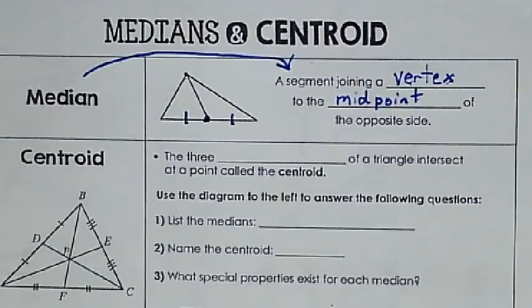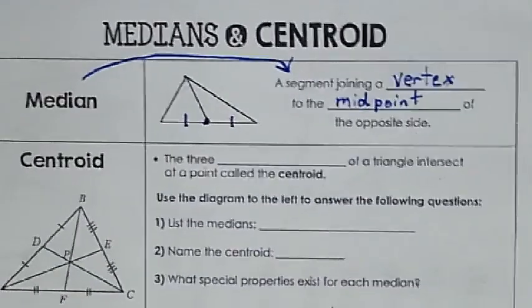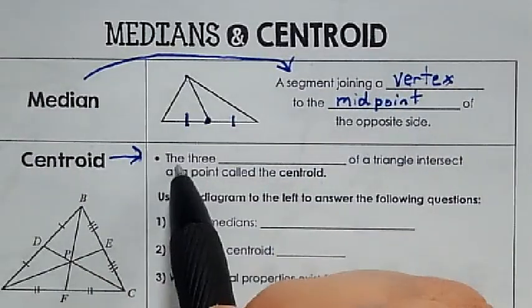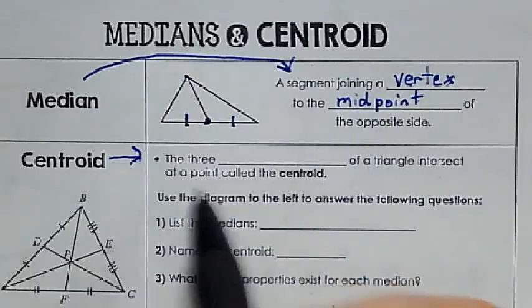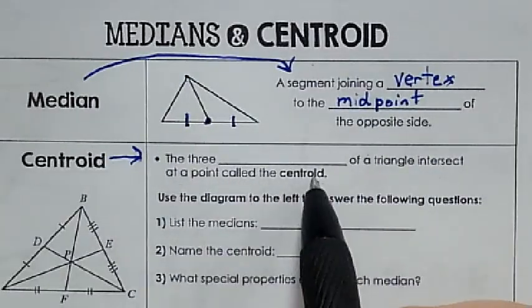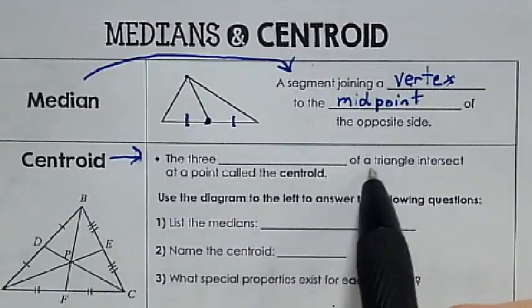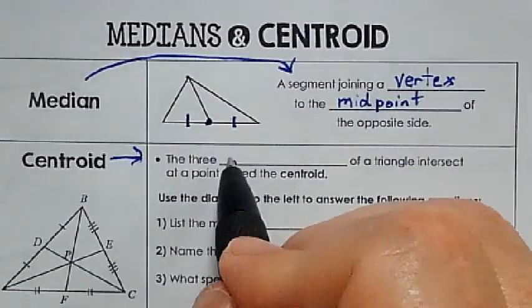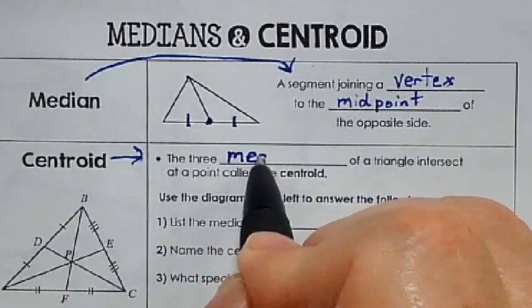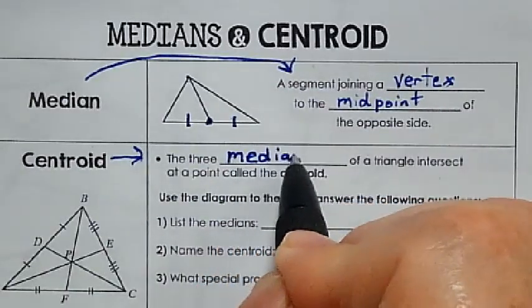Now they're talking about the centroid. Okay? The 3 blank of a triangle intersect at a point called the centroid. The 3 blank of a triangle. The 3 what? Somebody said it. The medians. Thank you. When you draw those 3 medians, they intersect at a point called the centroid.